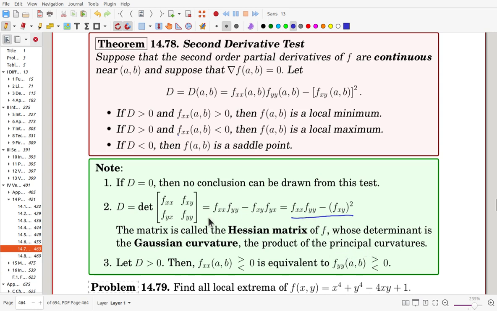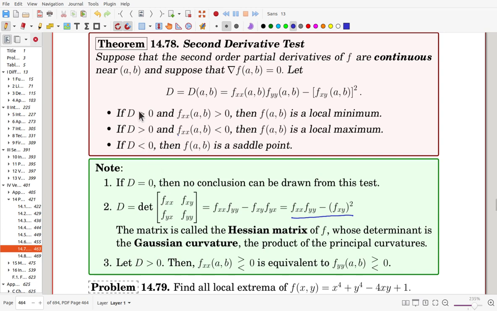So you may think in this way. D is the product of curvatures, also the product of eigenvalues of this metric. Now, the curvature can be positive or negative, and the two eigenvalues can be positive or negative. Once they have the same sign, then D must be positive. If they have different signs, then D must be negative.